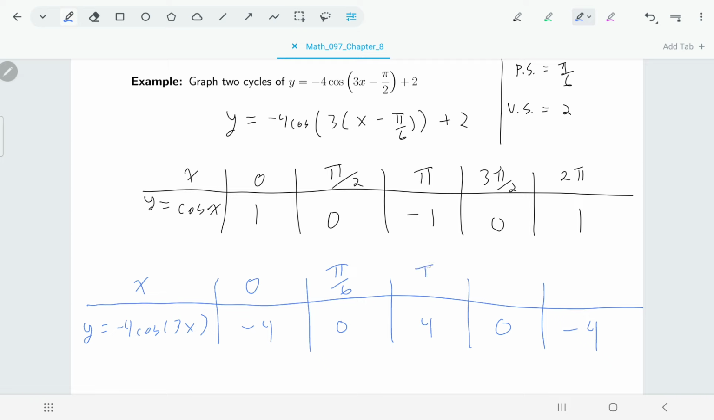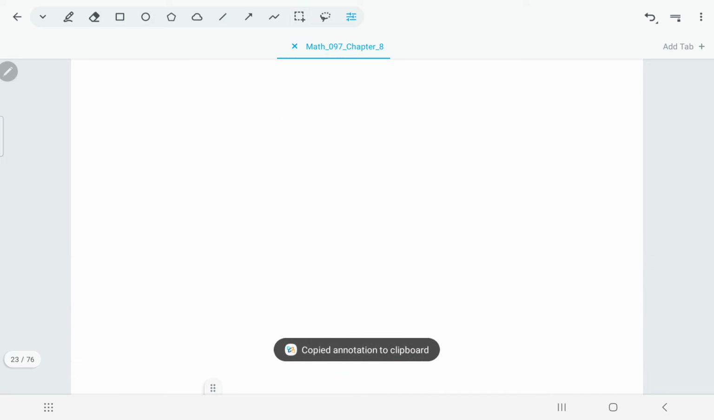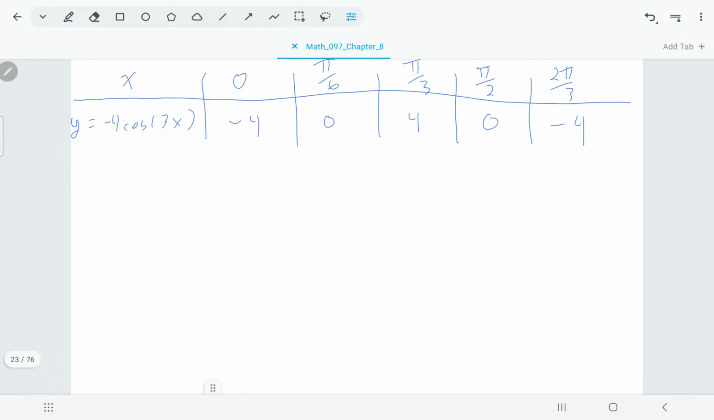Pi times 1/3 is pi over 3. 3 pi over 2 times 1/3 is 3 pi over 6, which is pi over 2. And then finally, 2 pi times 1/3 is 2 pi over 3. So I've got myself my nicely well labeled 5 points for my transformed sine function, or transformed cosine function rather.